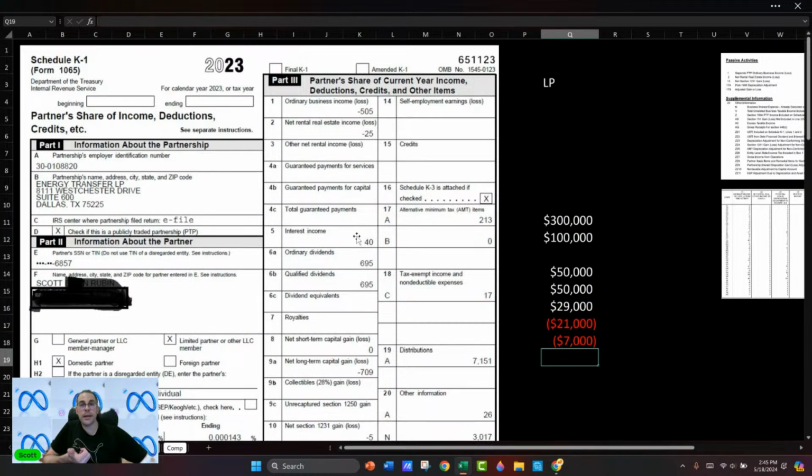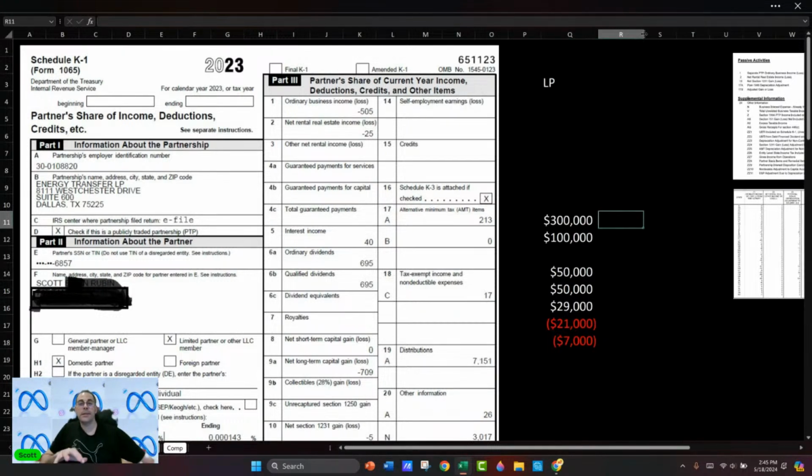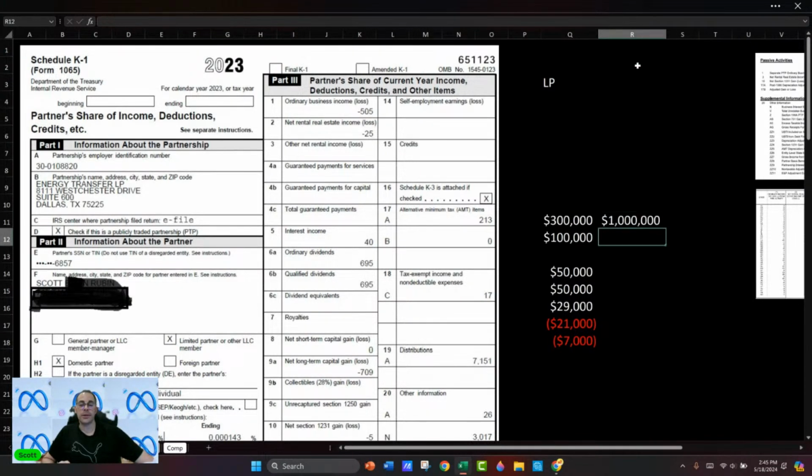I get interest income because the entity, the MLP, invests in probably other companies, or they just have corporate bonds they bought, like money market funds, to hold some of the cash. I'm a limited partner, so I get part of that interest income. Let's just say there was $1 million of interest income.